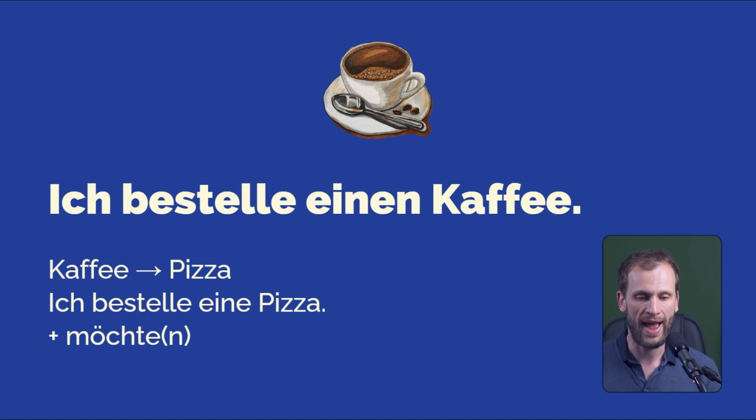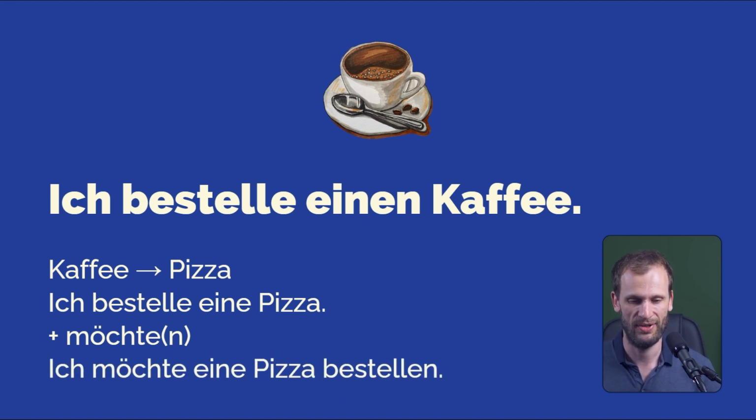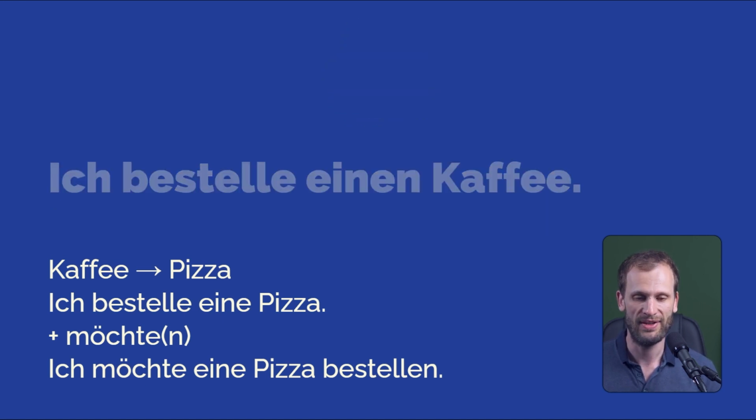Also, I want you to add a modal verb, and that's the modal verb möchten. So I would like to. How would that look like? Put the modal verb on the second position exactly. And then we have bestellen as the infinitive at the end of the sentence. Ich möchte eine Pizza bestellen. I would like to order a pizza.